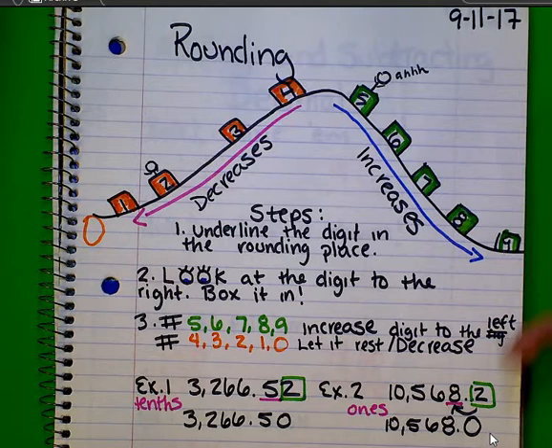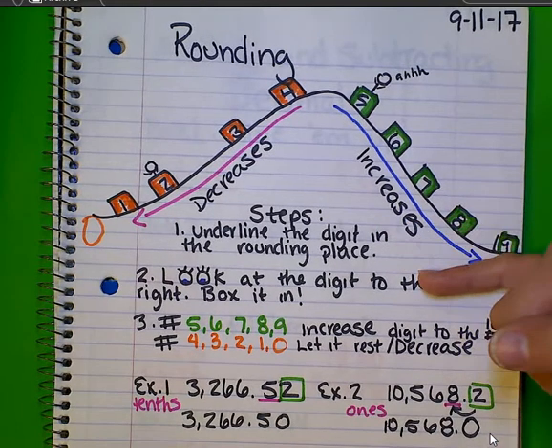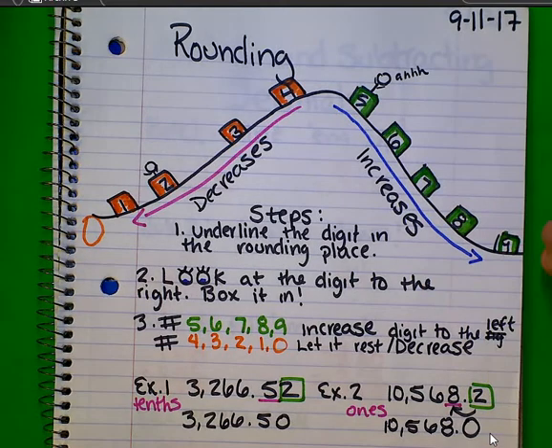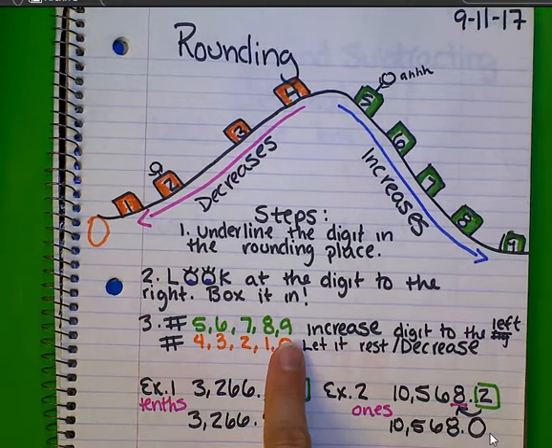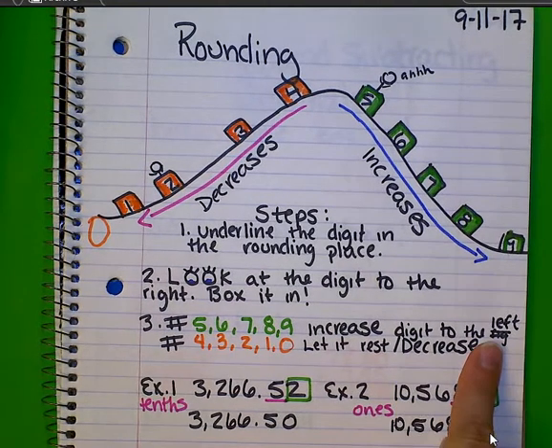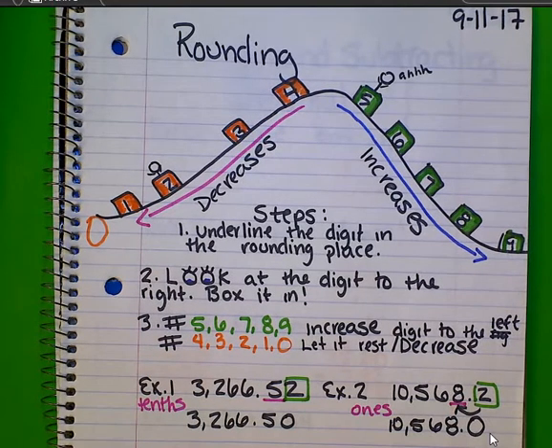So the steps. 1. Underline the digit in the rounding place. 2. Look at the digit to the right. Box it in. They can box or they can circle, whichever they're comfortable with. So number 3. The number 5, 6, 7, 8, 9 increases the digit to the left. Number 4, 3, 2, 1, 0, let it rest or decrease.